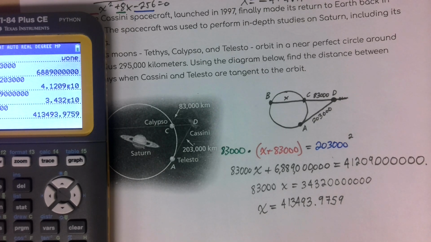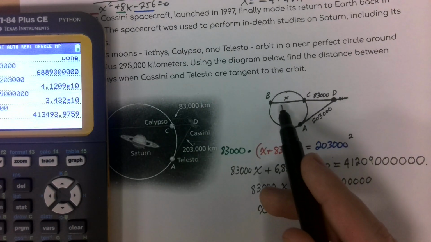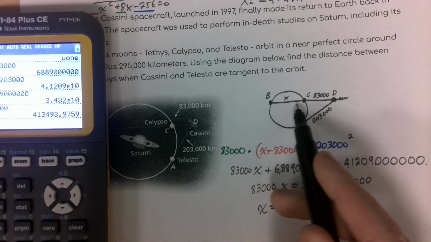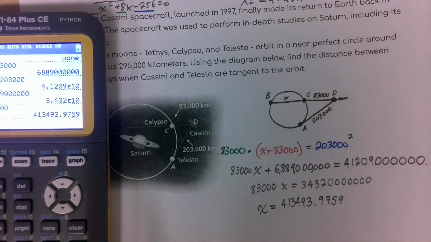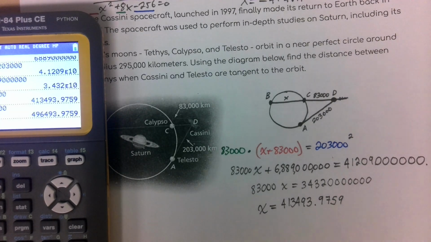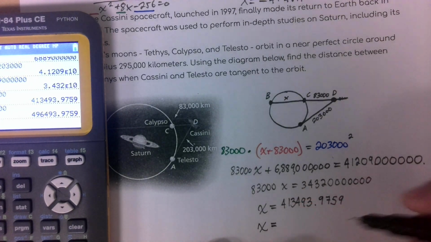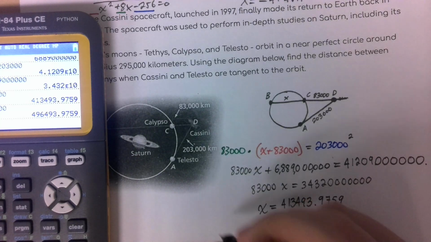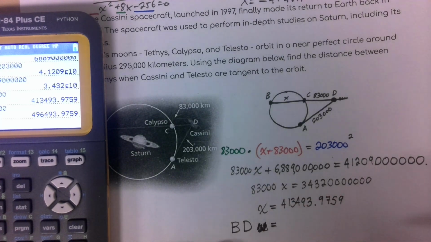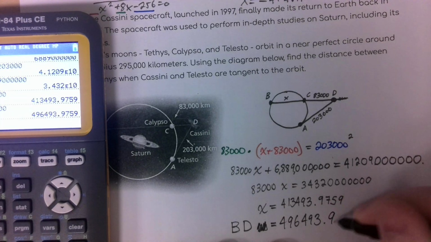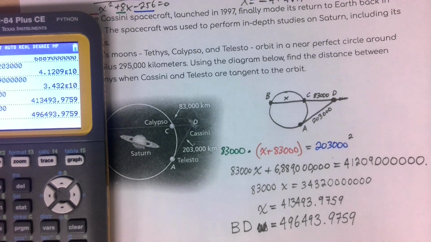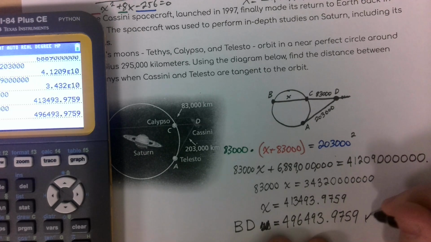So is that the answer to our problem? Is that all done? Not exactly. You see, x is just the secant part of the secant segment. That's a chord. We need to find the entire secant segment. So we also need to add our 83,000 from the external segment. Not x, but the distance that we were trying to find, BD, is equal to 496,493 kilometers, basically 494 though. That's our answer.